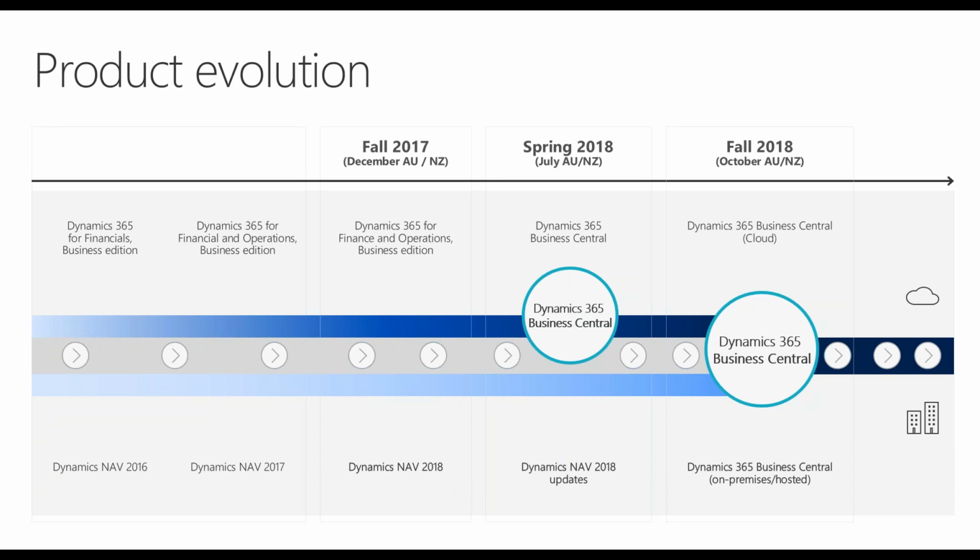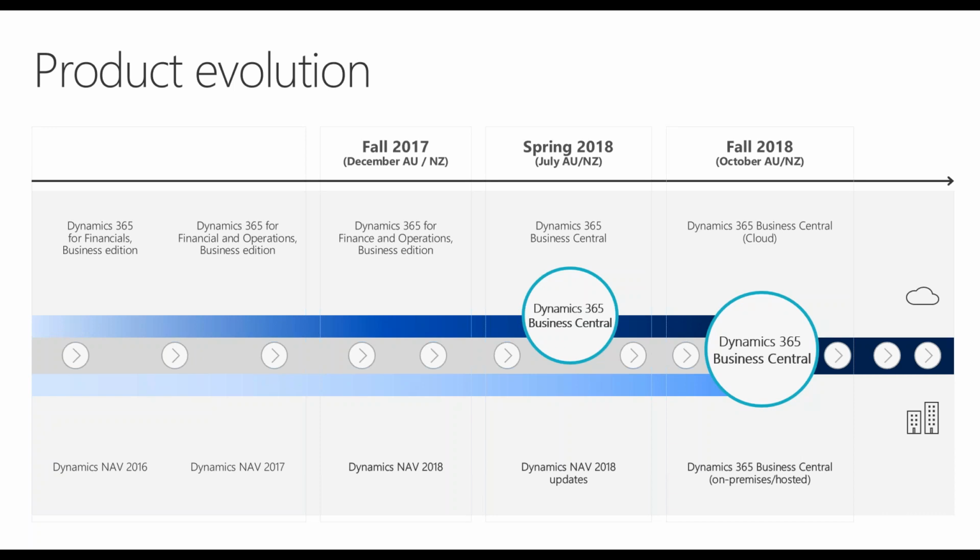And back in December last year, we released Dynamics NAV 2018, which was an on-prem, and we released the last version of Finance and Operations Business Edition. And then in springtime, which was April in the US, we released Dynamics 365 Business Central. Those customers of ours that were Finance and Operations Business Editions were automatically upgraded to Business Central. And then in July, we released it in Australia and New Zealand for the first time. So that's the first time we had software as a service in this country. And we continue to update NAV 2018, which is our on-premise version.